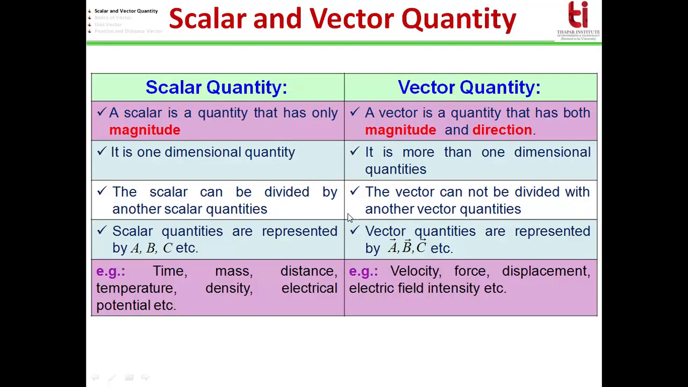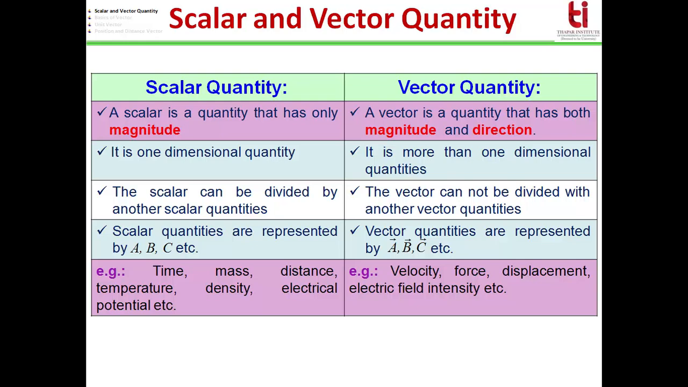So let's start. The basic difference between scalar and vector quantity is that a scalar is a quantity that has only magnitude, while a vector is a quantity that has both magnitude and direction. Let's understand this by taking an example of both scalar and vector quantity. For example, distance is a scalar quantity while velocity and displacement are vector quantities.